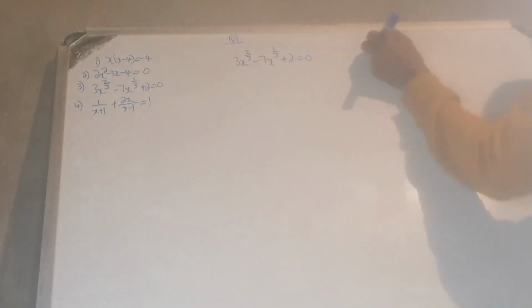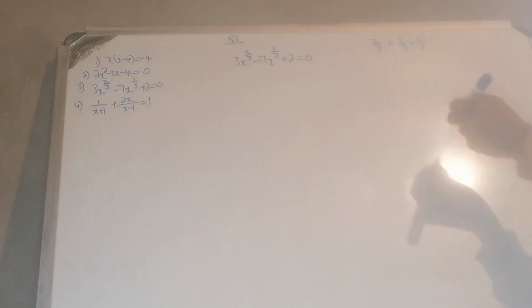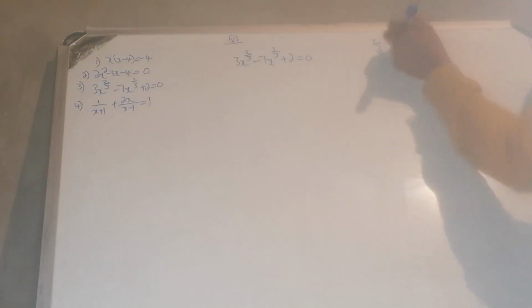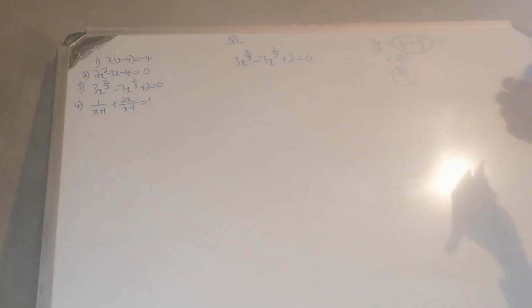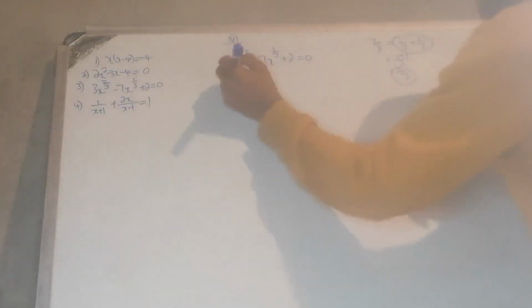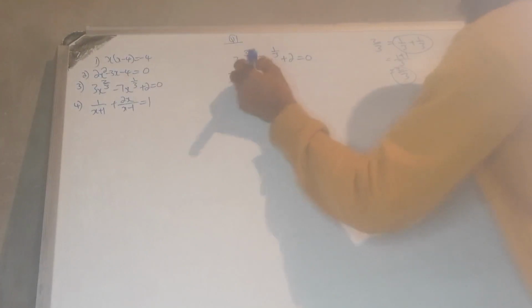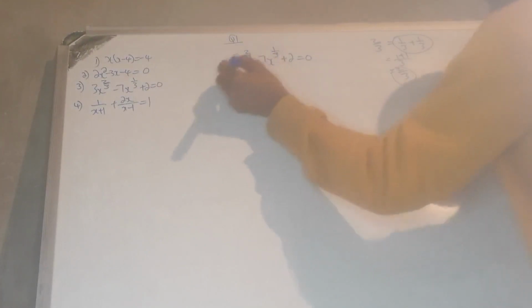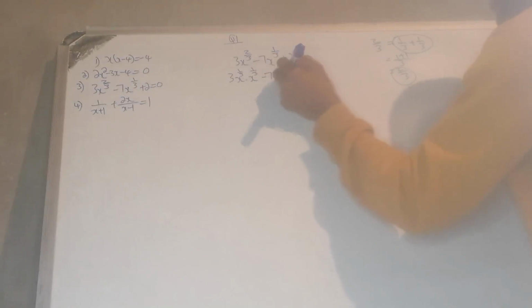This 2/3 is the same as 1/3 plus 1/3. The LCD is 3, and 1 plus 1 is 2/3. So instead of writing this, I'm going to write this. But the question is how? Because when I multiply numbers of the same base, I add the exponents. So x^(1/3) times x^(1/3), and then minus 7x^(1/3) plus 2 equals 0.